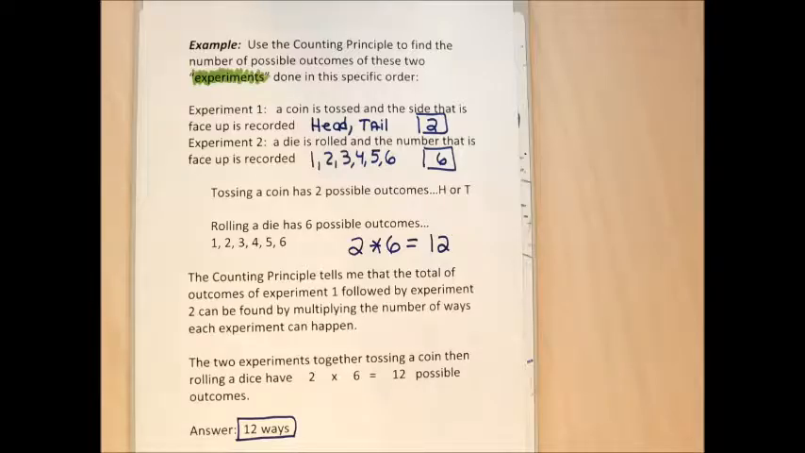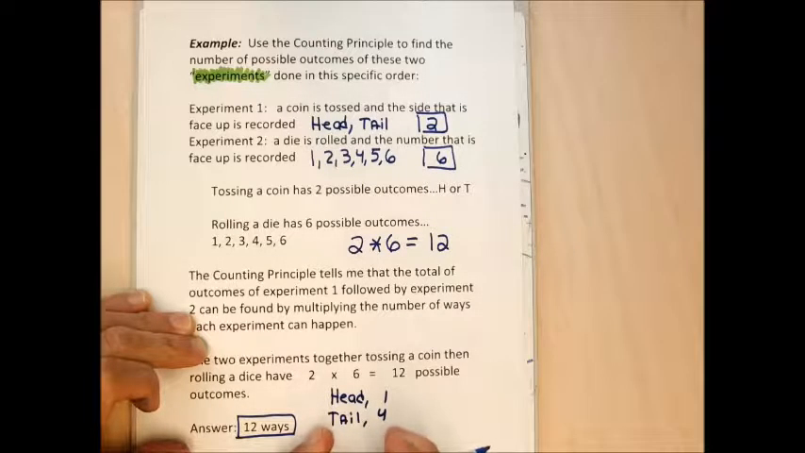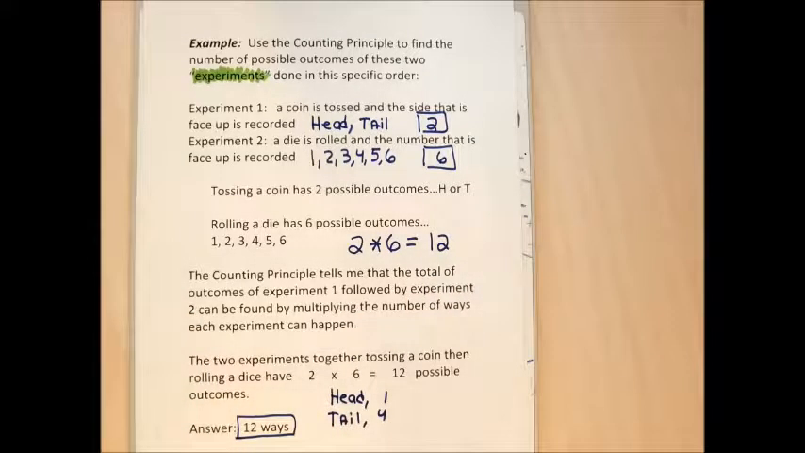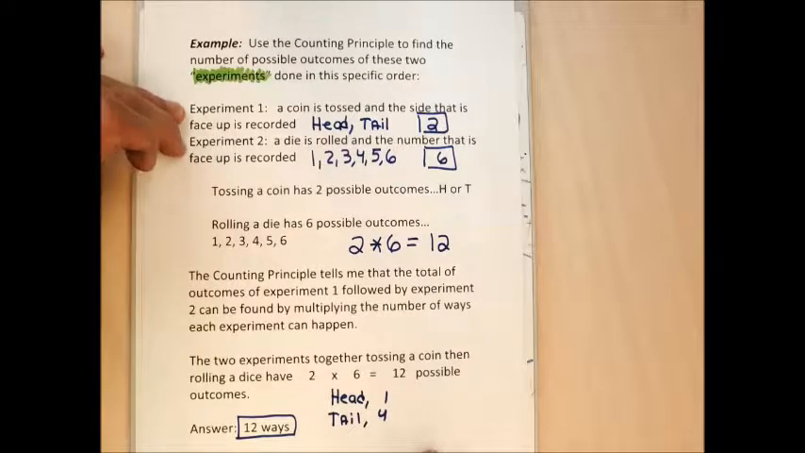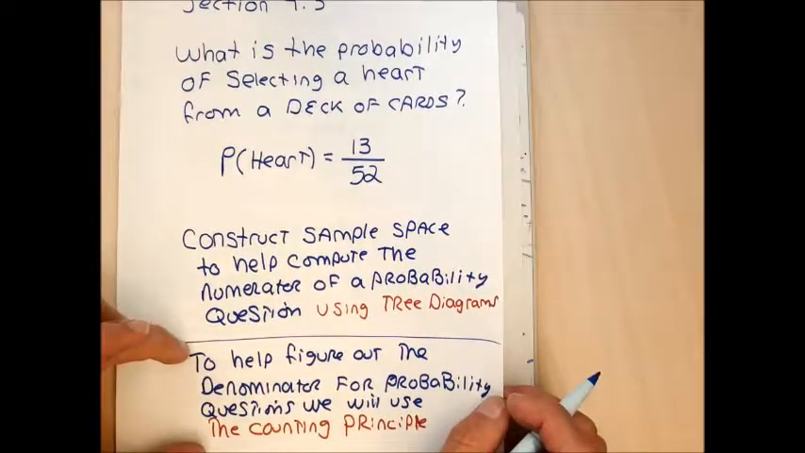I had to adjust my window. Some of the things that could come up: I could get a head first and roll the number 1, or I could get a tail and roll the number 4. These are just 2 of the 12 examples. So there are 12 possible things that can come up. Now I know how many outcomes there are in doing experiment 1 followed by experiment 2. If it was a probability question, that number 12 is going to be a number that I'm going to use for a denominator.